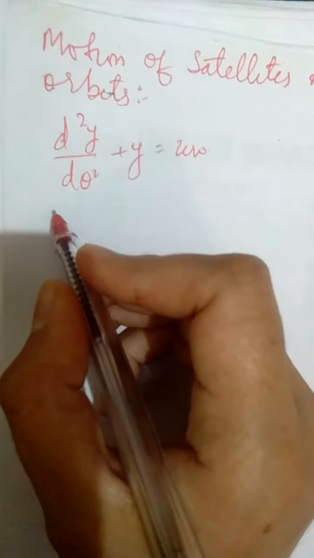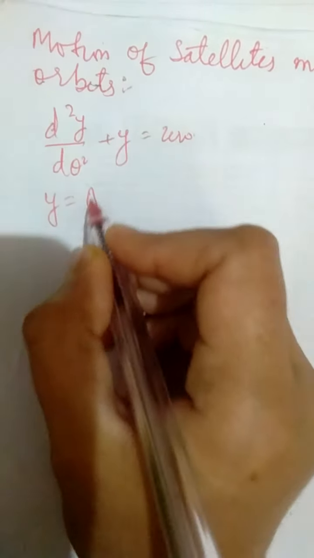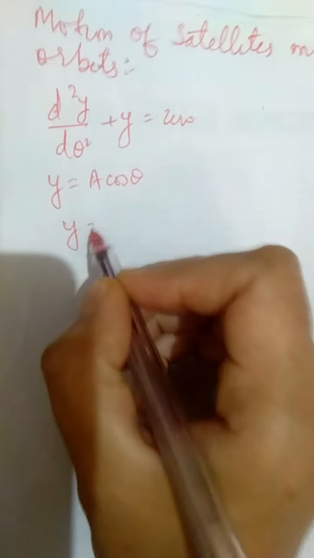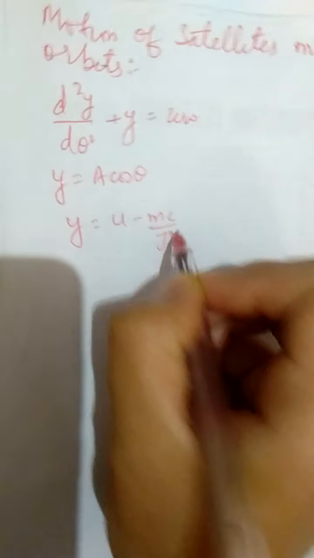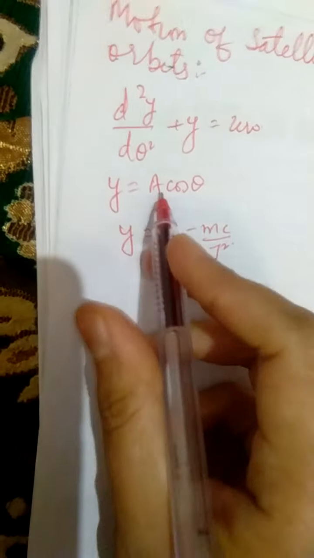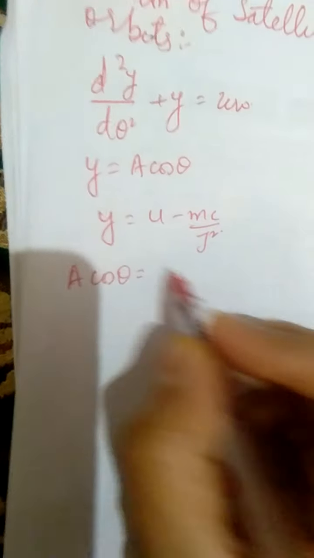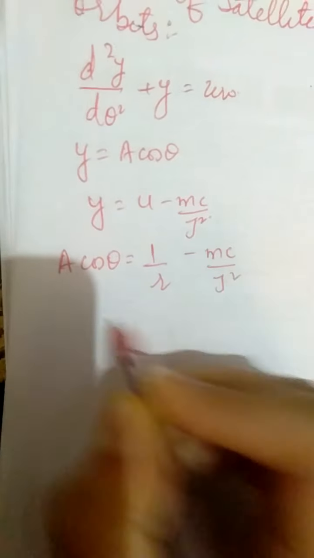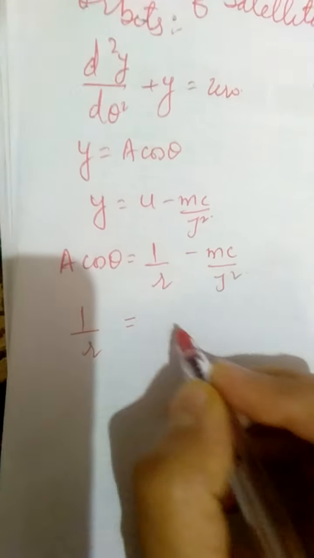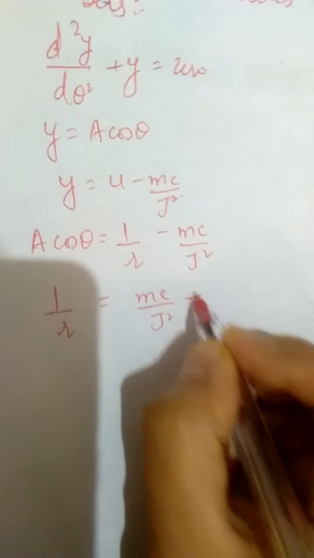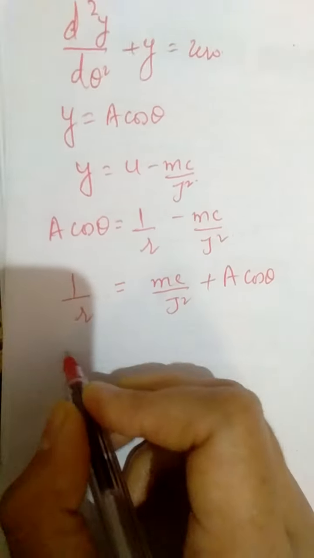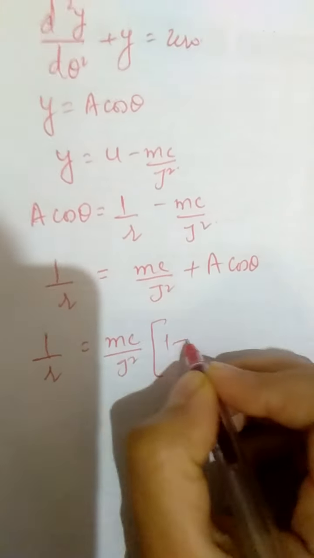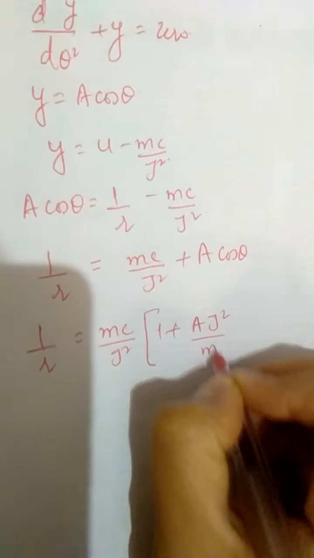We know that the solution of this kind of differential equation is given by y is equal to a cos theta. During the course of this derivation, we had substituted that y is equal to u minus mc by j square. So for y, we can write a cos theta, and we knew that this u was only a substitution for 1 by r minus mc by j square. So this 1 by r is equal to mc by j square plus a cos theta. So this 1 by r is actually mc by j square, taking common, 1 plus aj square by mc cos theta.